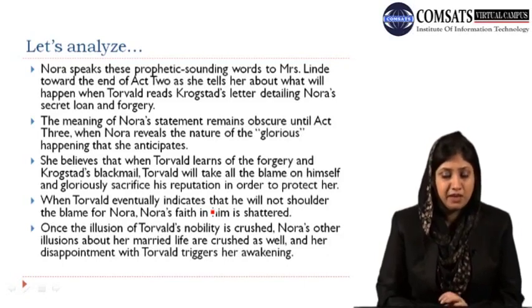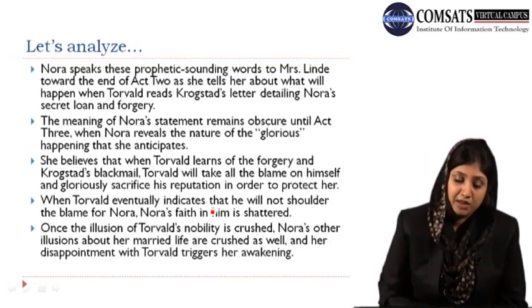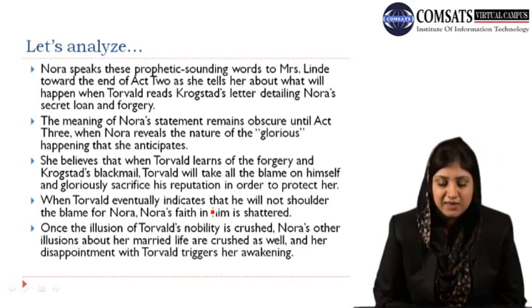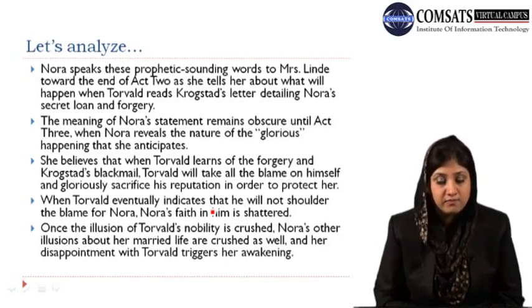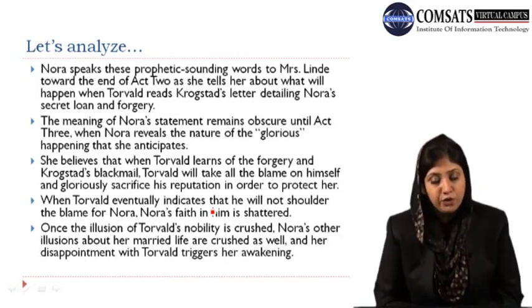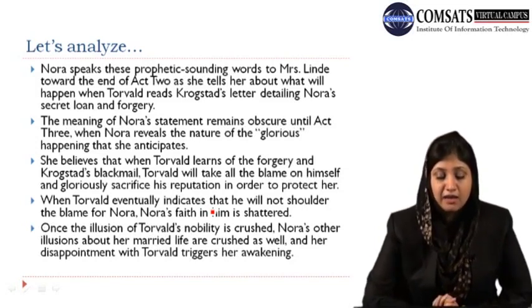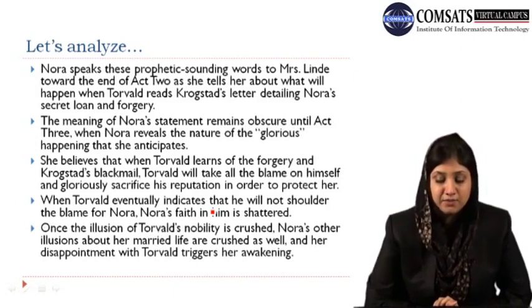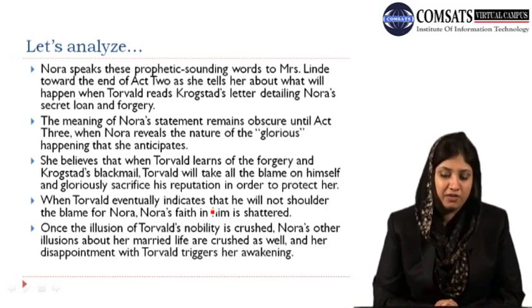The meaning of Nora's statement remains obscure until Act 3 when Nora reveals the nature of the glorious happening that she anticipates. So we get to know that when she's anticipating the consequences, she has an idea of what the potential consequences can be. She believes that when Torvald learns of the forgery and Krogstad's blackmail, Torvald will take all the blame on himself and gloriously sacrifice his reputation in order to protect her. Nora's cherished dream, and this is what she's living with.